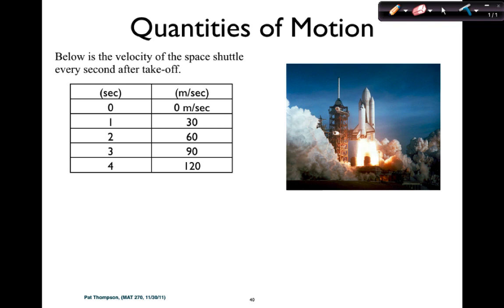Okay, so this is generally correct. It's not exact, but this is the velocity of the space shuttle every second after takeoff. Okay? So what can you say about the velocity here? Yeah? Every second it's increasing 30 meters per second. He said every second it's increasing 30 meters per second. What do you think? So what's that about?